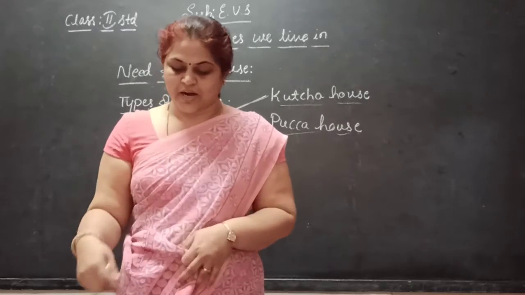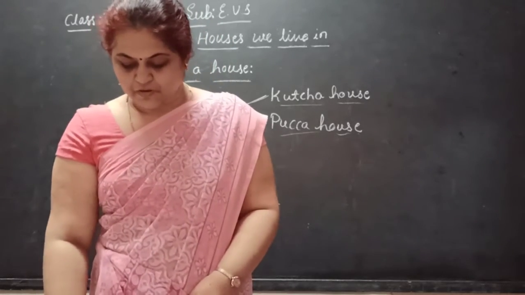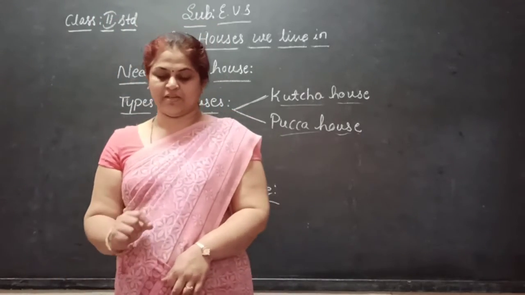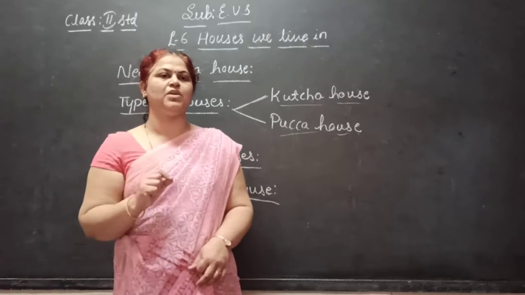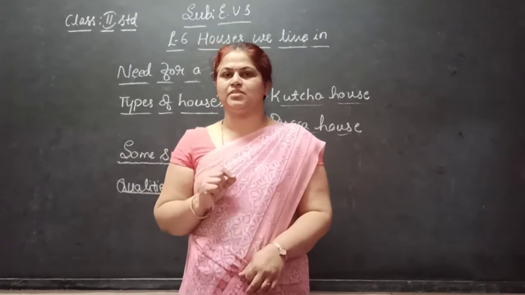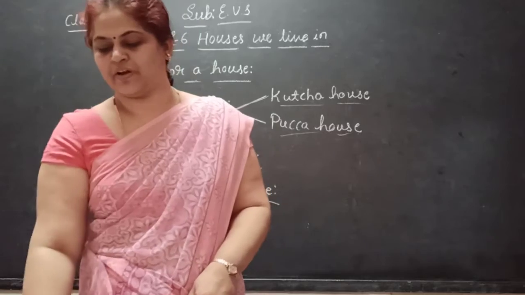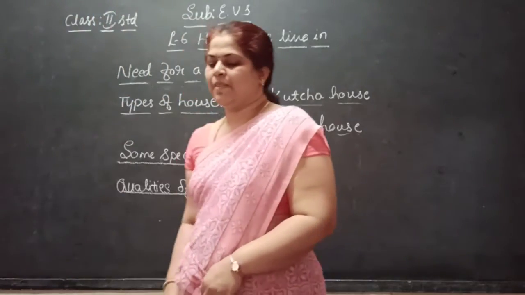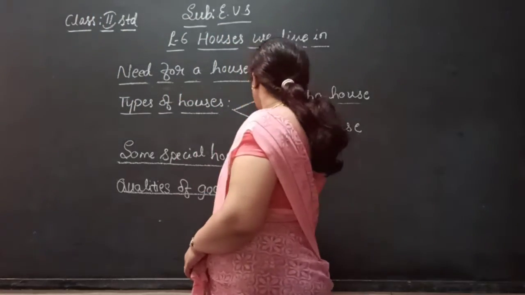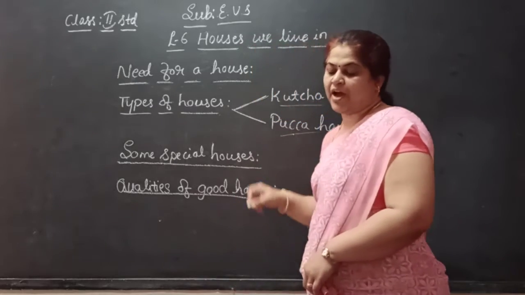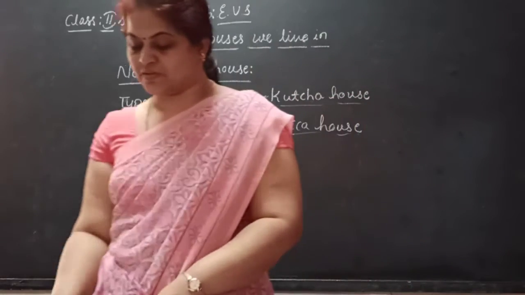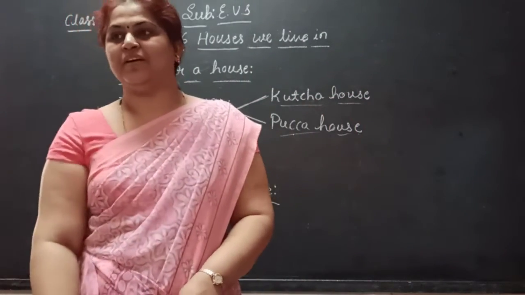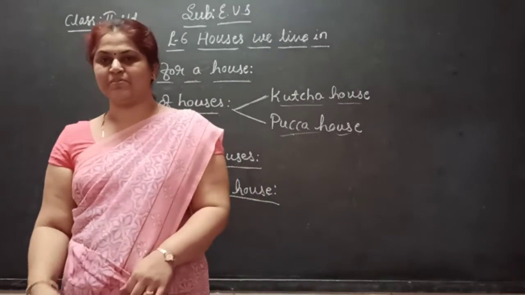So a hut is a mud house made up of straw, bamboo, dry leaves and wood. These houses we can find in villages. Next is pakka houses. Pakka houses are strong houses and we call them permanent houses. These are made up of bricks. Bricks means ittige.